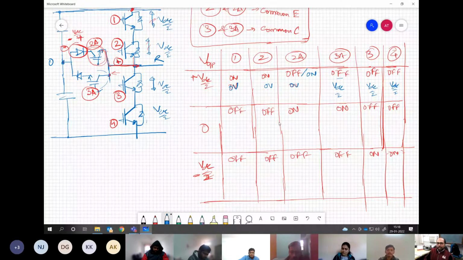Yes, sir. Okay, next case: we want to have 0 voltage at the output voltage R with respect to the midpoint O. So we have connected 2A and 3A. Fine. How much is the voltage blocking across 1?